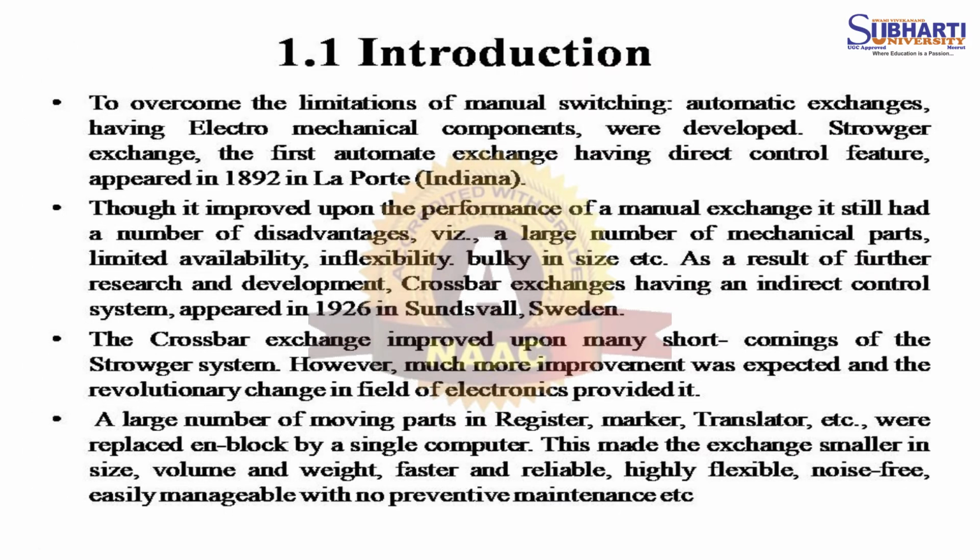In the introduction, to overcome the limitation of manual switching, automatic exchanges with electromechanical components were developed. Though it improved upon the performance of manual exchange, it still had a number of disadvantages. The crossbar exchange improved over many shortcomings of the Strowger system. A number of moving parts in the register, marker, translator, etc. were replaced and blocked by a single computer.